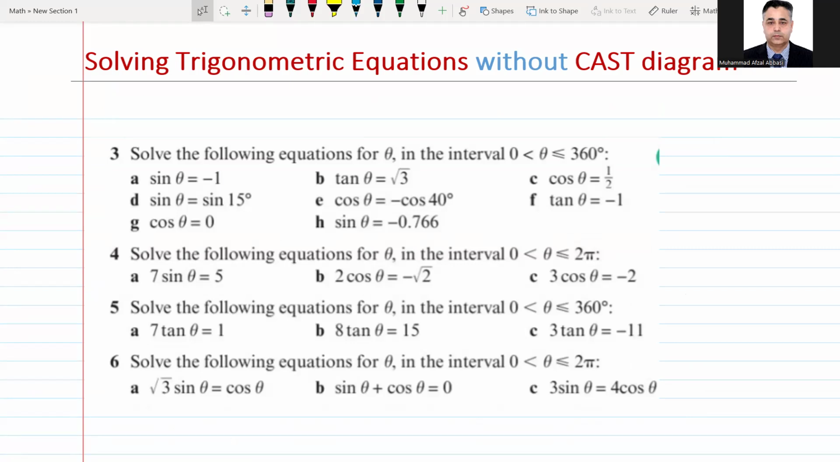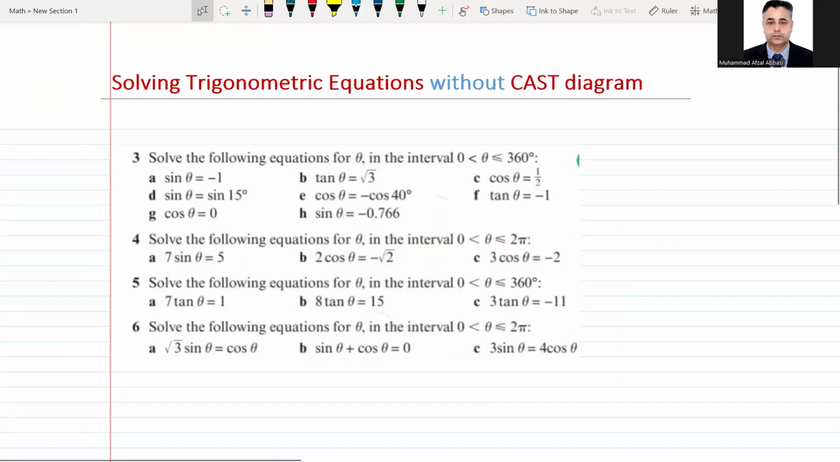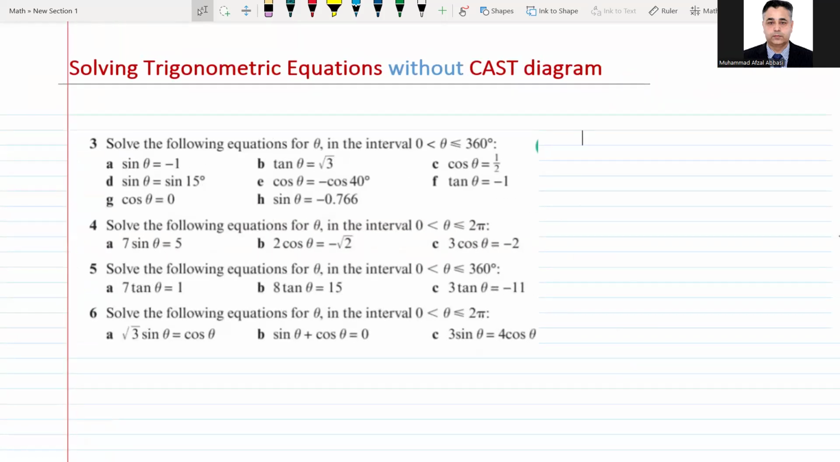Today we are going to see how to solve simple trigonometric equations. Some of you may be familiar with the cost diagram that usually we use to identify the number of solutions. Some of the students get confused with the diagram. Today I will show how we can find the solution of trigonometric equations involving sine and cosine without drawing a cost diagram. So let's begin.